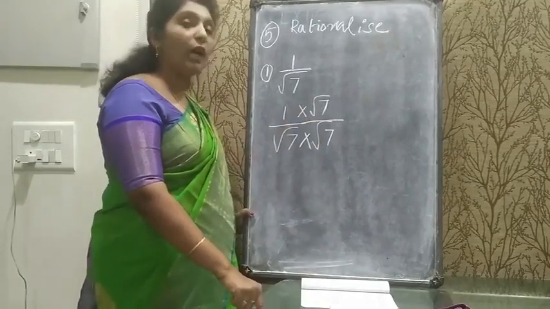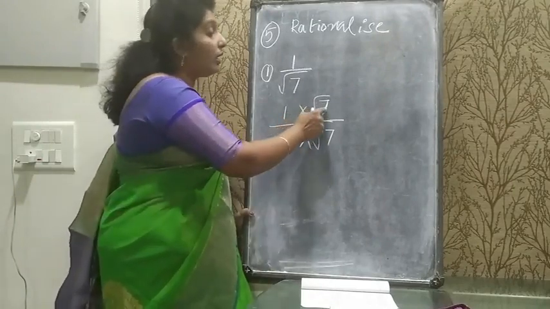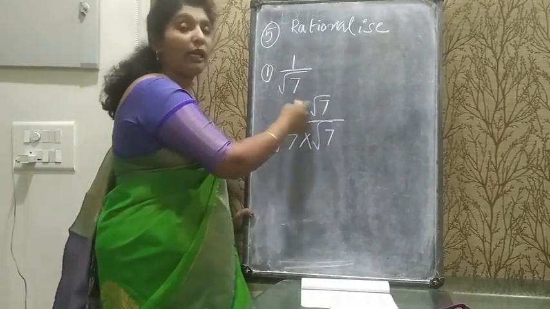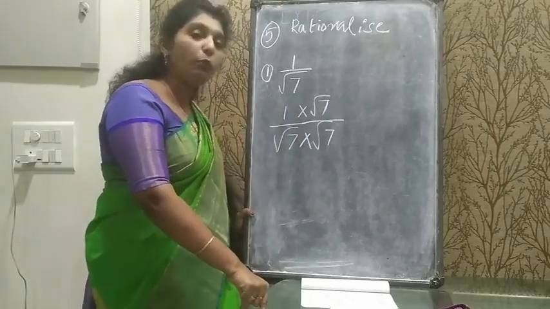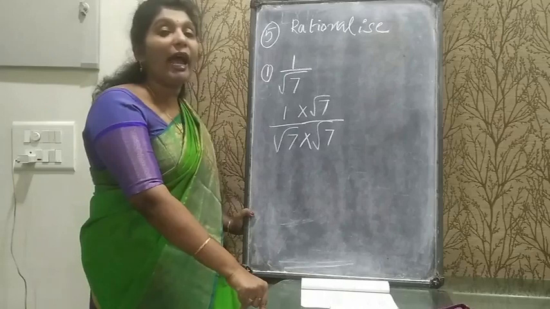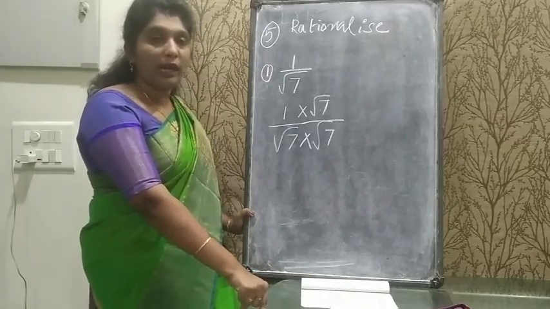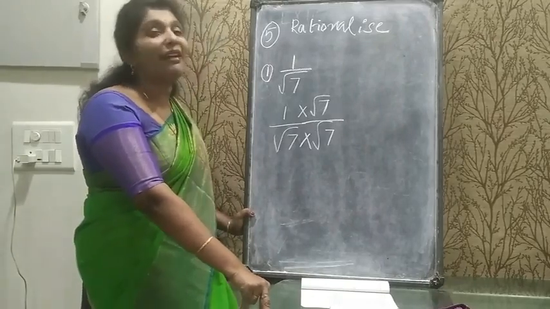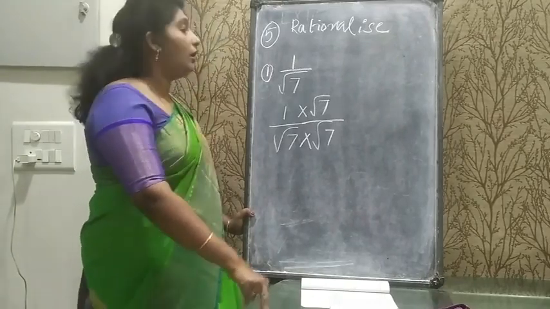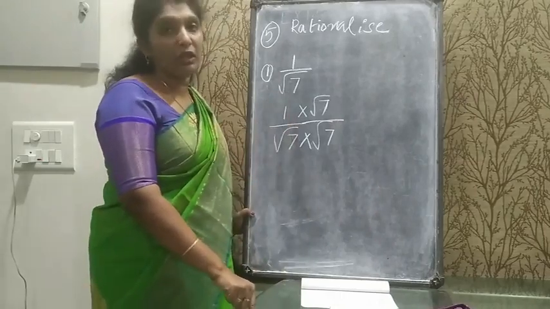Then you will be having a doubt. While multiplying, the numerator will become an irrational number again. That is not a problem. We have to make the denominator a rational number. That is what is meant by the question. Rationalize means you have to make the denominator a rational number. So here our denominator was root 7. That root 7 we have to rationalize.